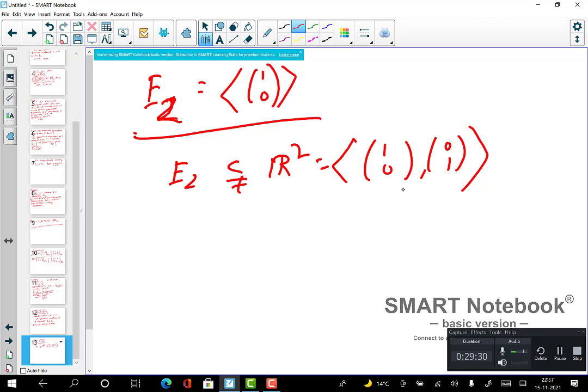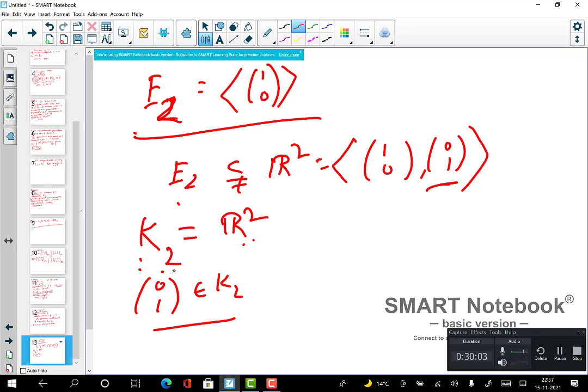Okay, so what does that mean? That means the generalized eigenspace K2 has to be equal to R2 itself, right? Because the algebraic multiplicity is 2 and R2 also has dimension 2. So K2 will be equal to this, which means you can have a vector in K2 which is not in E2, and this is that vector. So this 0 1 actually belongs to K2, right? Now you choose this 0 1 and check what happens.